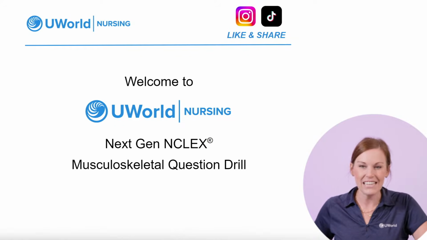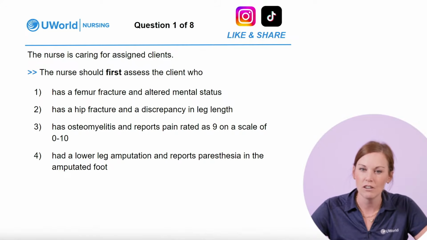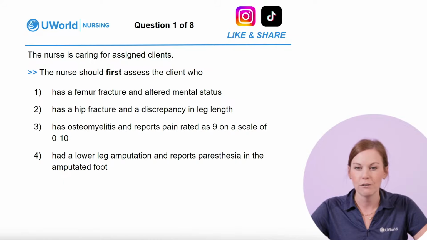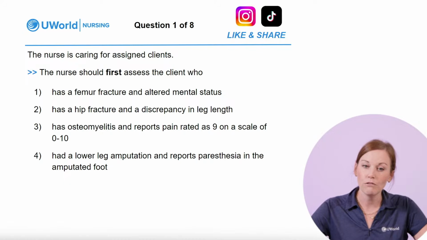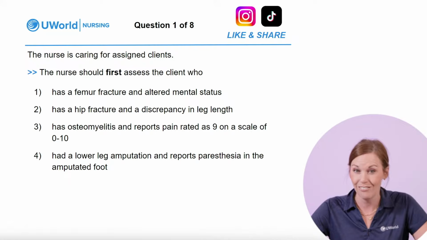All right, let's go ahead and jump in. We'll pull up our first question. The question says, the nurse is caring for assigned clients. The nurse should first assess the client who, option 1, has a femur fracture and altered mental status. Option 2 has a hip fracture and a discrepancy in leg length. Option 3 has osteomyelitis and reports pain rated as 9 on a scale of 0 to 10. Option 4 had a lower leg amputation and reports paresthesia in the amputated foot.